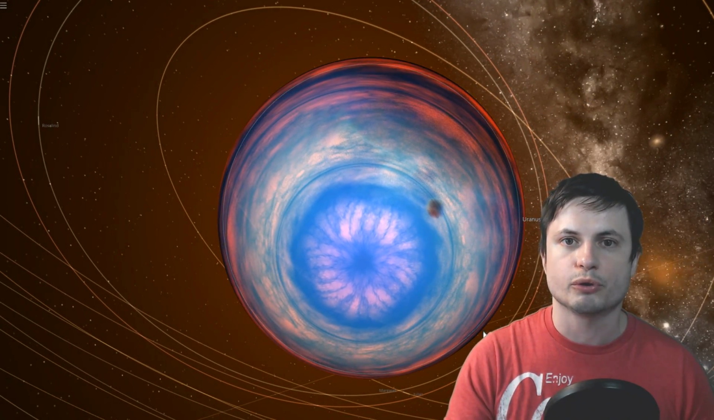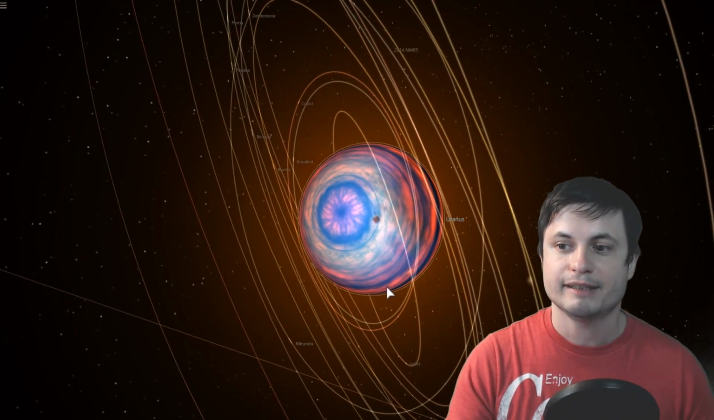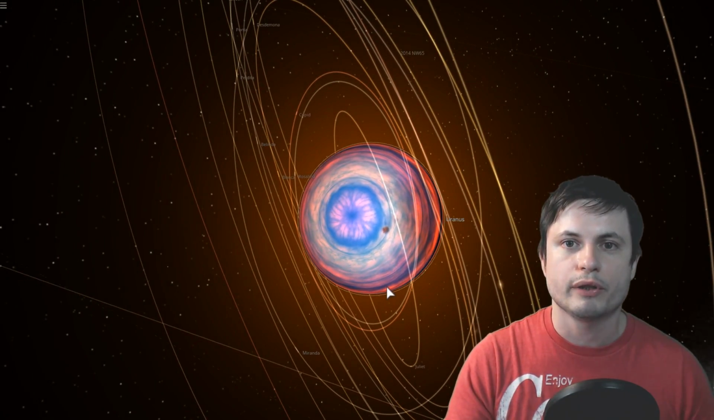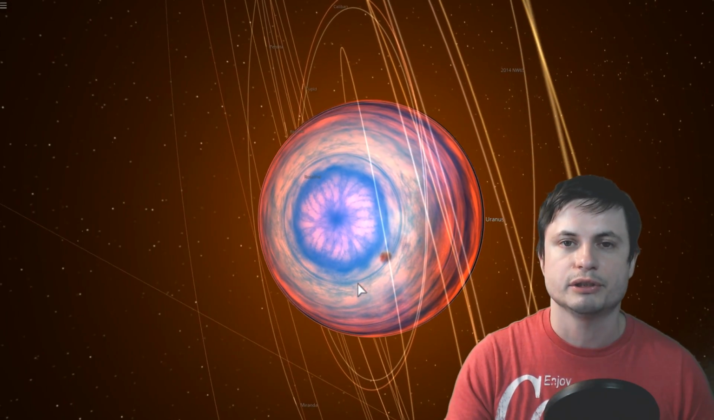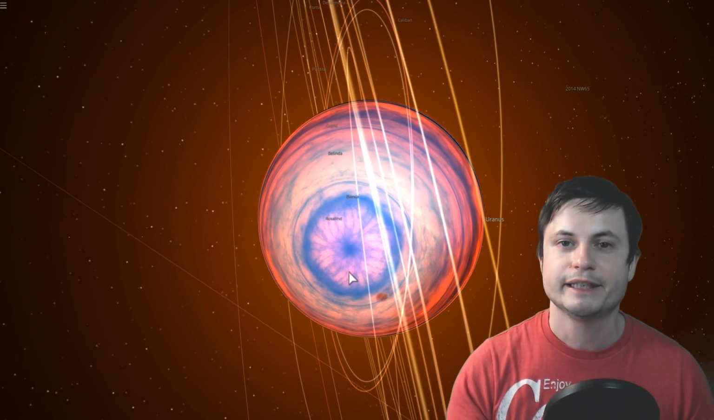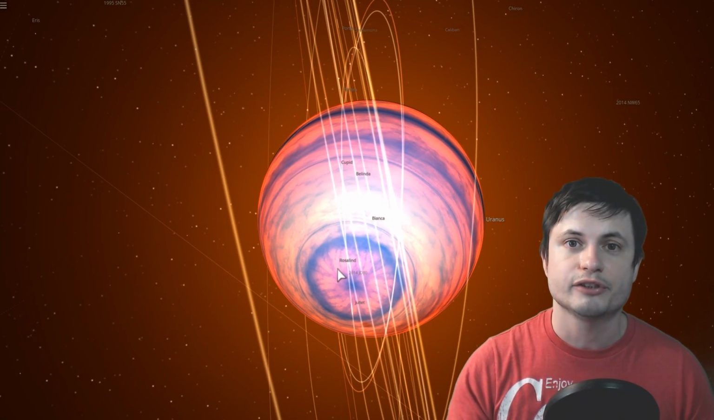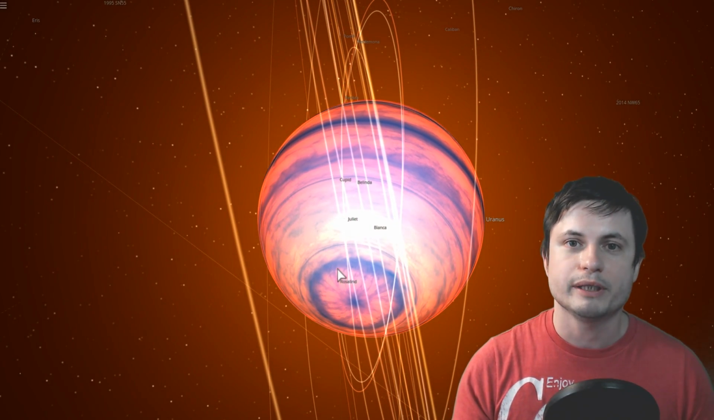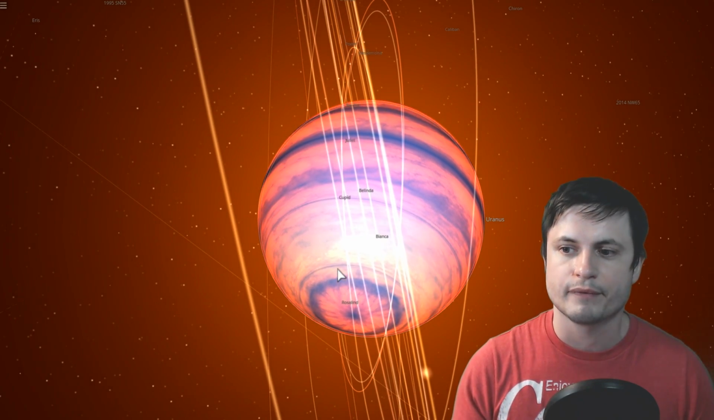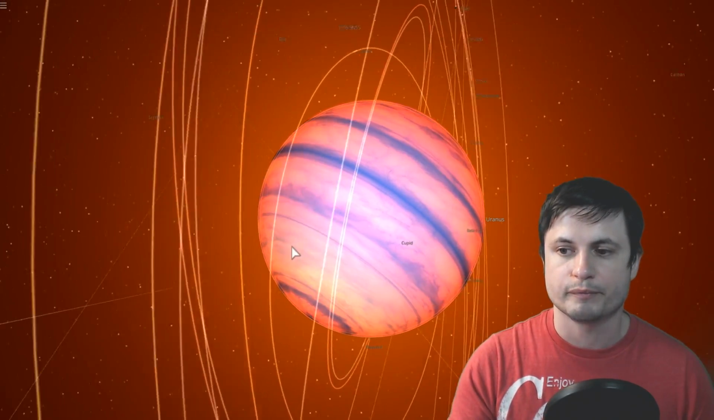And during the so-called late heavy bombardment, we think that pretty much every planet had some sort of a collision. We know that Earth may have received a collision which created our moon. We know that Mars received a collision, flattening the northern parts. Venus received a collision, changing its rotation as well. And Mercury seems to have received a collision as well. And also Jupiter, Saturn, and Neptune.